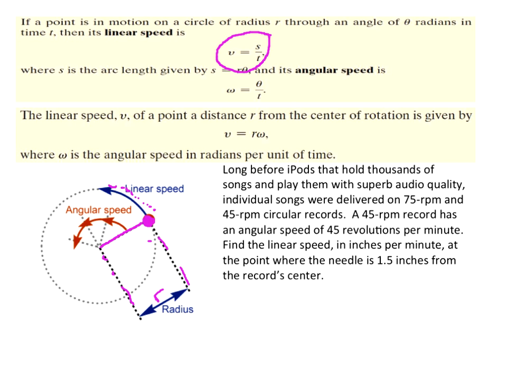So that says linear speed is equal to S over t, where S is its arc length. You can see right in the wording below that S is the same S we were just dealing with, the arc length given by the radius times theta.